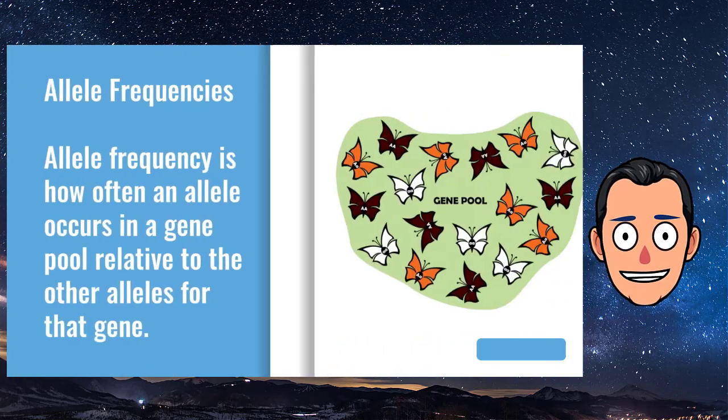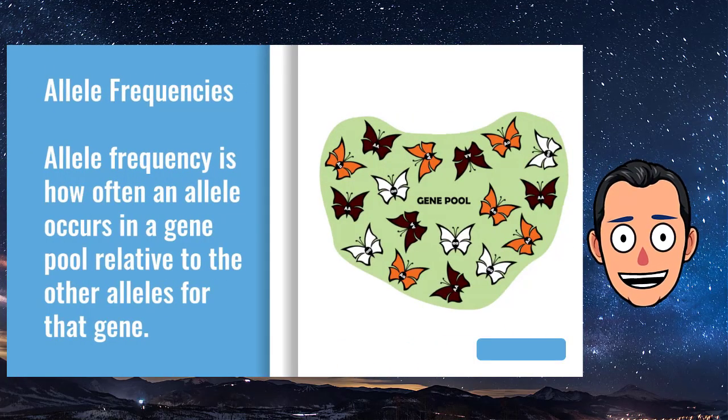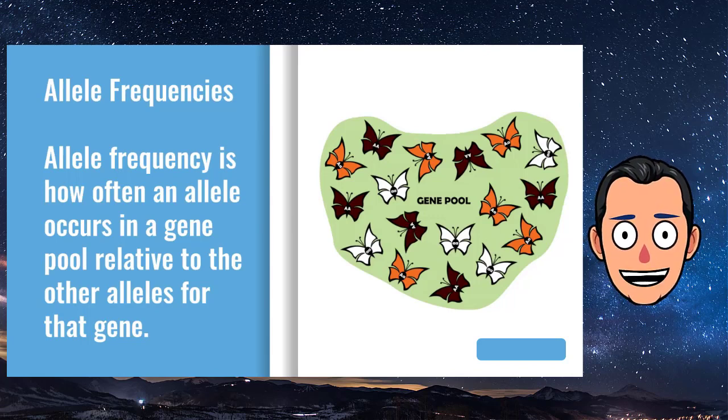Allele frequencies. Allele frequency is how often an allele occurs in a gene pool relative to the other alleles for that gene.